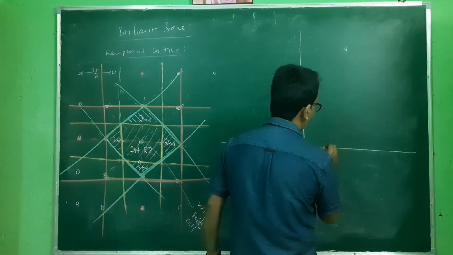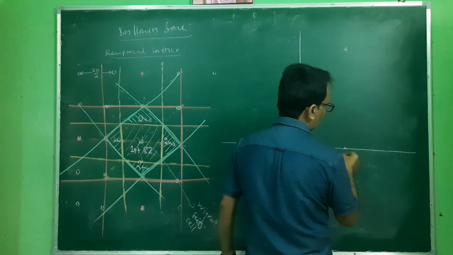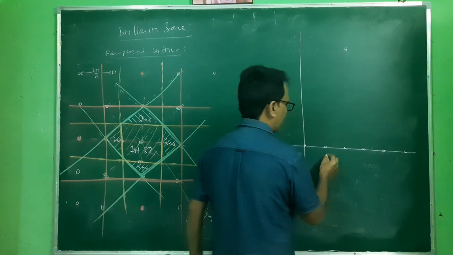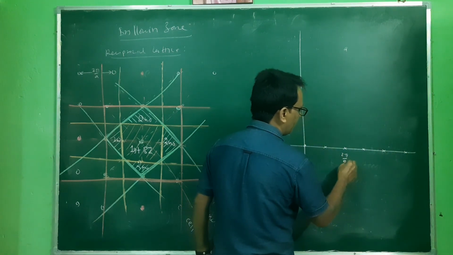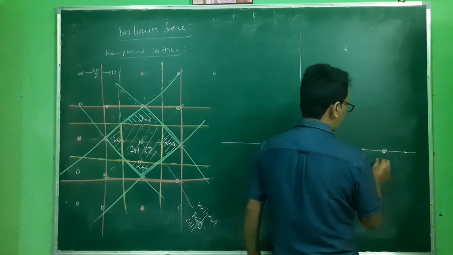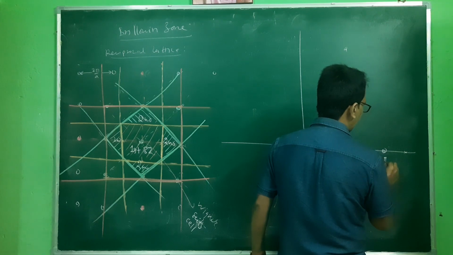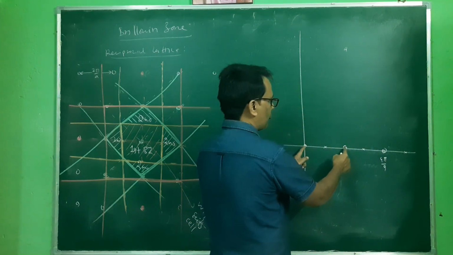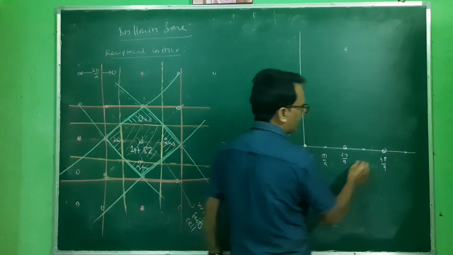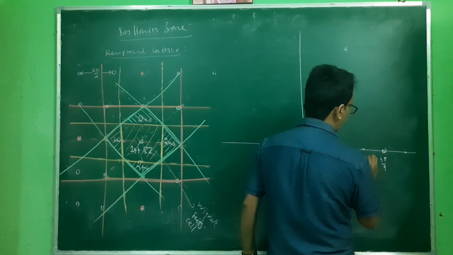So let's say this is 1, 2, 3, 4, 5, and this will be 2 pi by a. So this is one atom, there will be a second atom, and this is the third atom, so this is 4 pi by a. In between these two atoms this will be pi by a, and this is 3 pi by a.